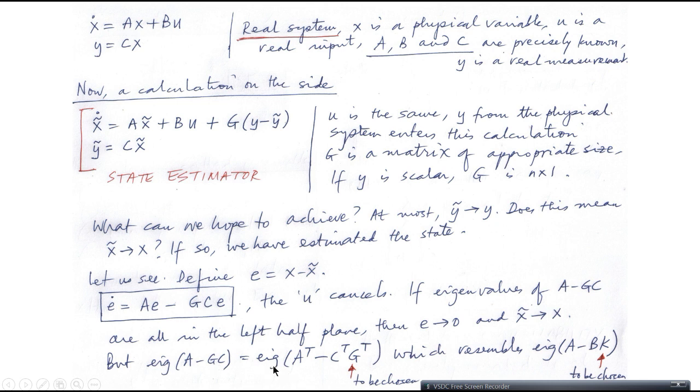What is interesting is that the eigenvalues of A minus GC are exactly the same as the eigenvalues of the transpose, that is A transpose minus C transpose G transpose. And now this resembles completely a previous problem that we have solved, which is we were trying to place the eigenvalues of A minus BK by choosing K. Now we are placing the eigenvalues of A transpose minus C transpose G transpose by choosing G transpose. Okay.